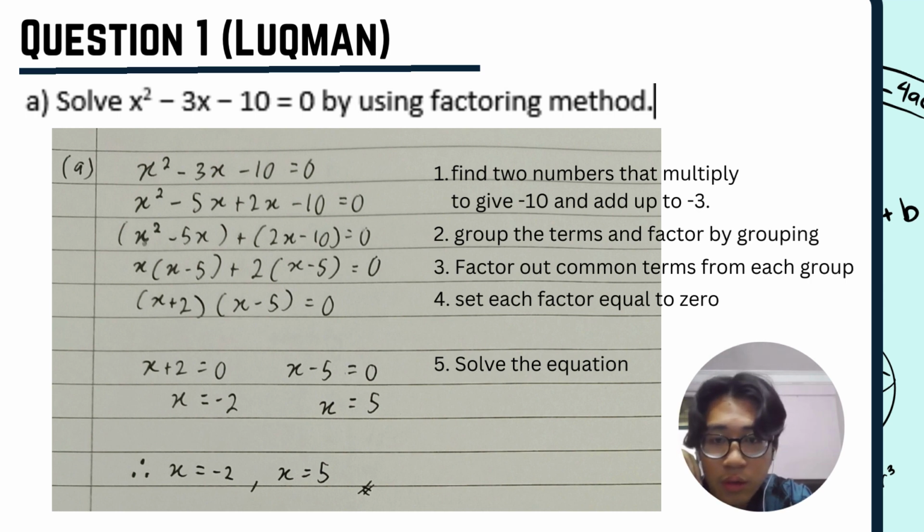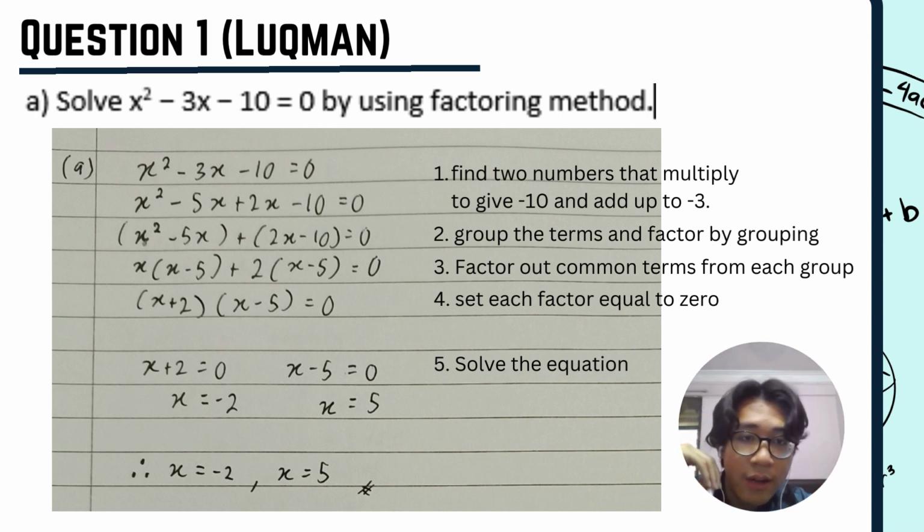Next, we are going to group the terms and factor by grouping. So we are going to get x squared minus 5x in the bracket plus 2x minus 10 in the bracket equals 0. Now we can factor out the common terms from each group. In the first group, we get the common term of x because x squared divided by x and 5x divided by x. And in the second group, the common term is 2 because 2x divided by 2 and 10 divided by 2. So we got x multiplied by x minus 5 in the bracket plus 2 multiplied by x minus 5 in the bracket equals 0.